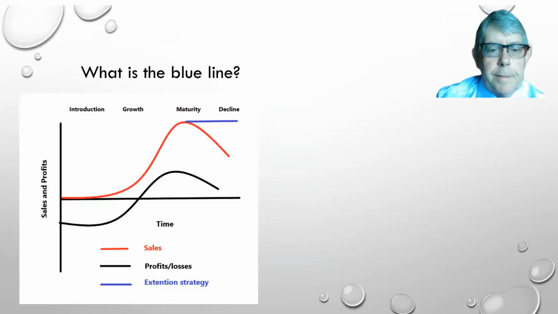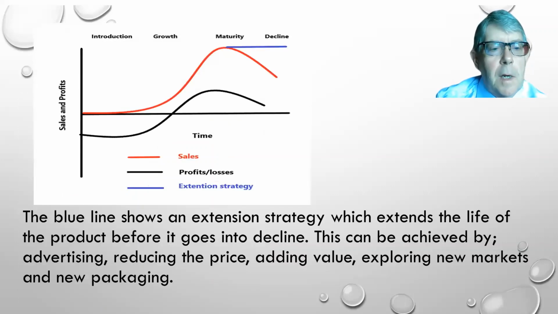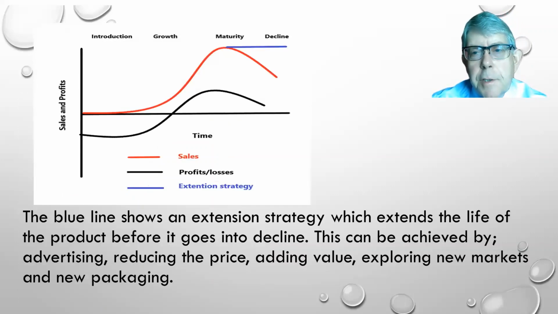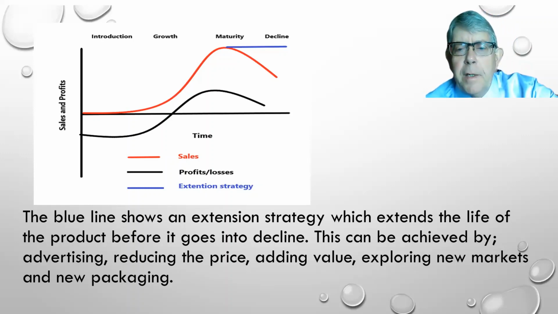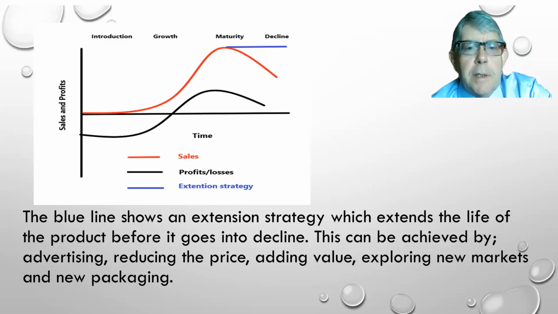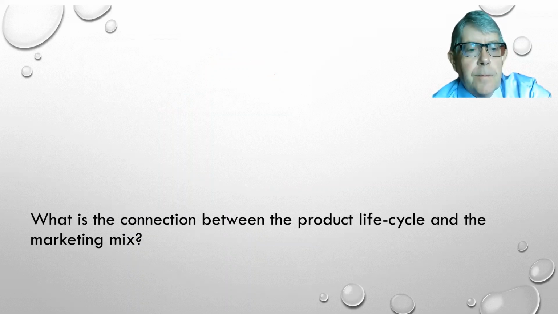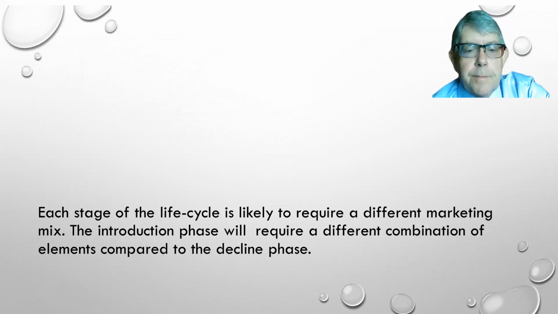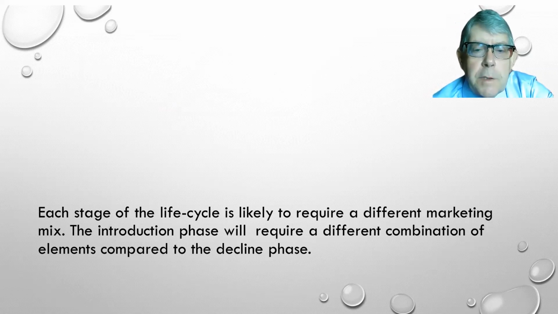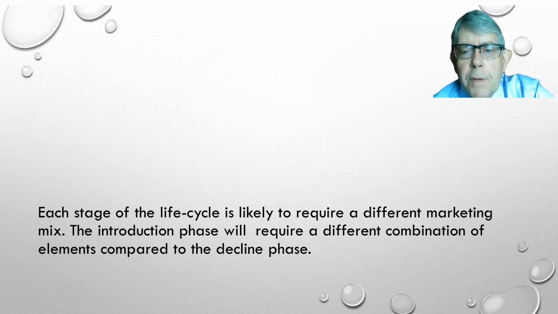What is the blue line? The blue line shows an extension strategy which extends the life of the product before it goes into decline. This can be achieved by advertising, reducing the price, adding value, exploring new markets, and even new packaging. What is the connection between the product life cycle and the marketing mix? Well, each stage of the life cycle is likely to require a different marketing mix. The introduction phase will require a different combination of elements compared to the decline phase.